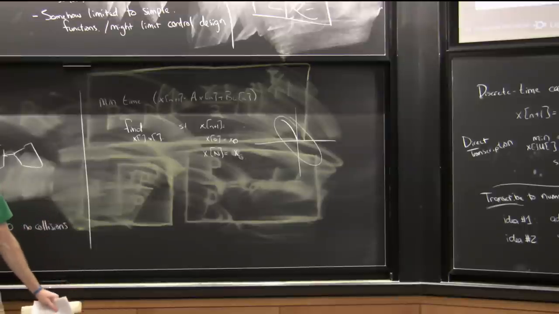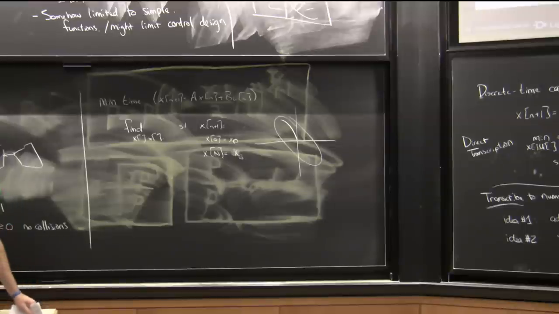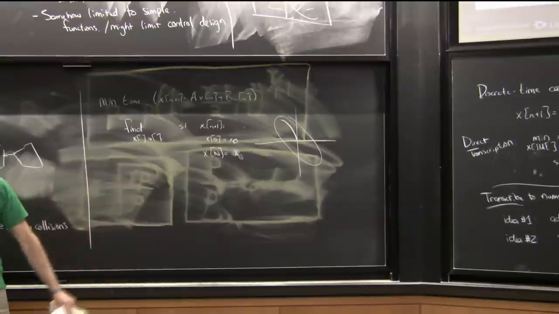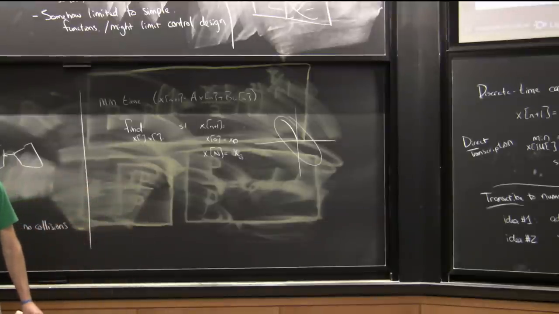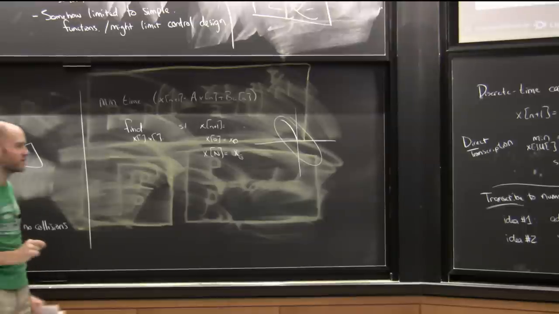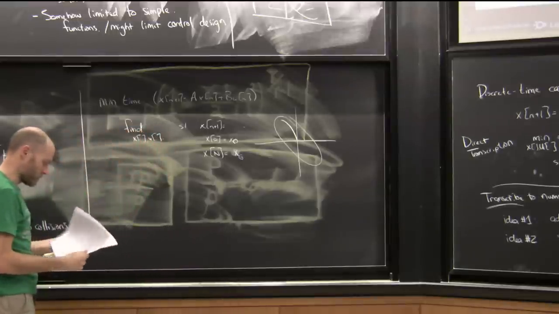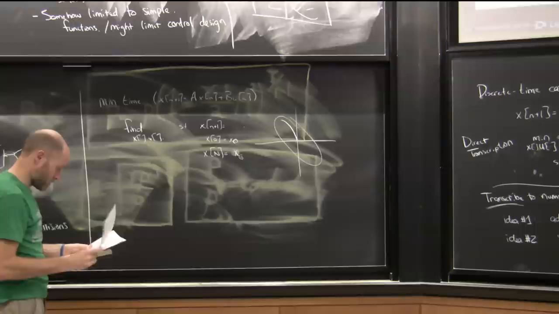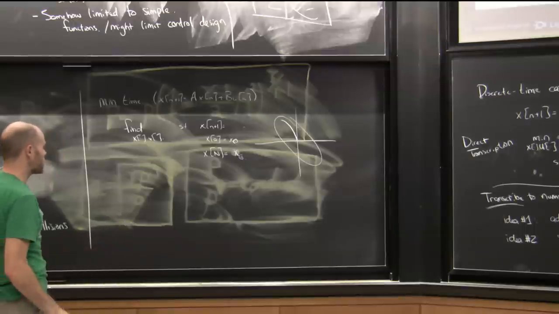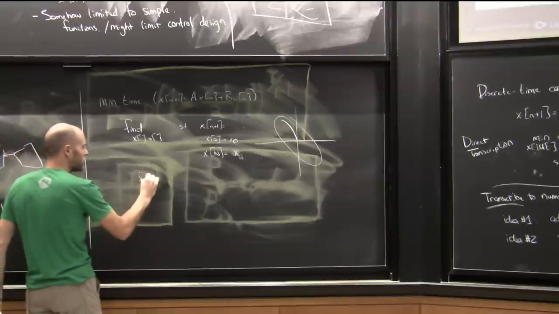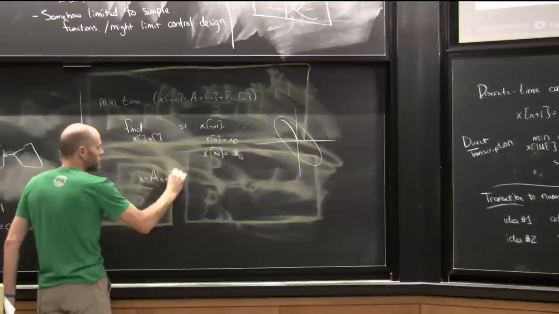But there is one nuisance, which is that if I've got a discrete time system, the continuous time solution doesn't necessarily land at some nice fraction of dt. So let me say that better. Let's say I had x dot equals ax plus bu, now in continuous time.